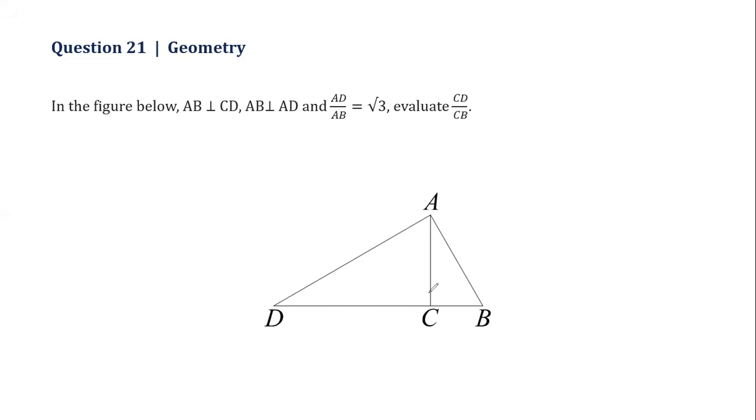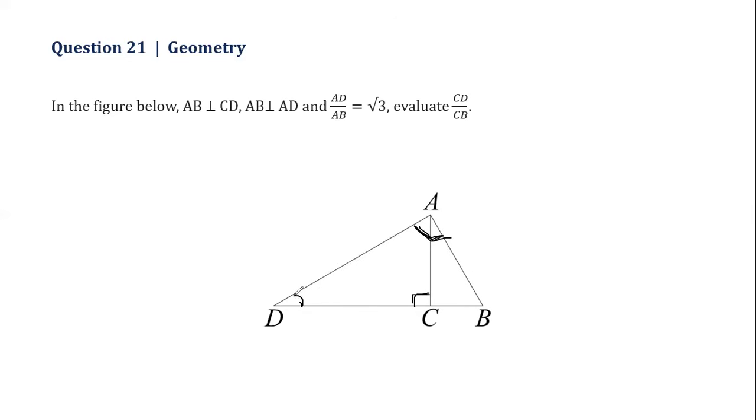So we're sure that these are right angles because of the given. And this is also a right angle. So AD over AB is square root of 3. Okay, so this makes the triangle a right triangle. And within here, it is also a right triangle.